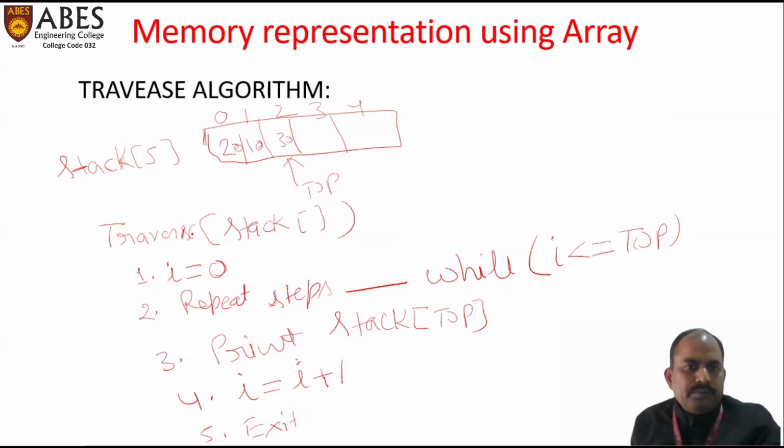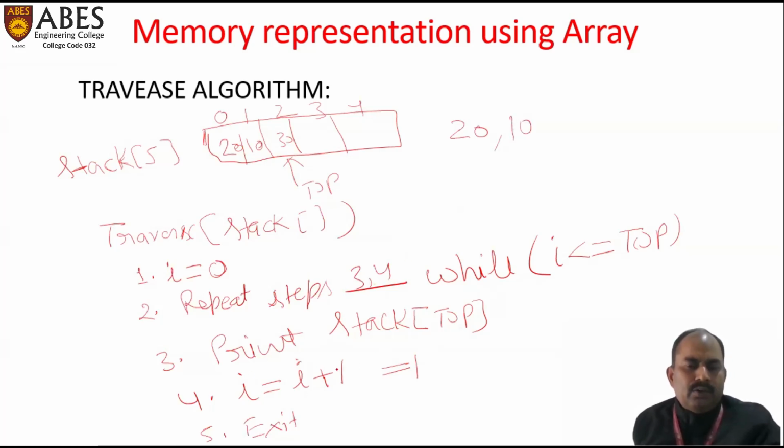So in the traversing operation, we just start with the starting position, the starting index, that is 0. So firstly, we will print 20. Then repeat steps 3 and 4 while I is less than or equal to top. Now top is 2 here, and I is 0. So again, we print the value 20 and increment the value of I, that is I is equal to I plus 1. Now again, we check whether I is less than or equal to top. The condition is okay. Then again print the stack value, that will print 10.